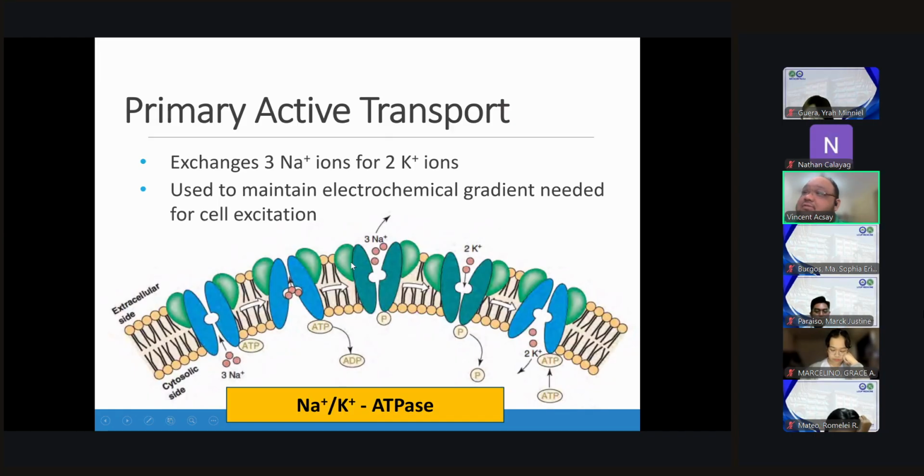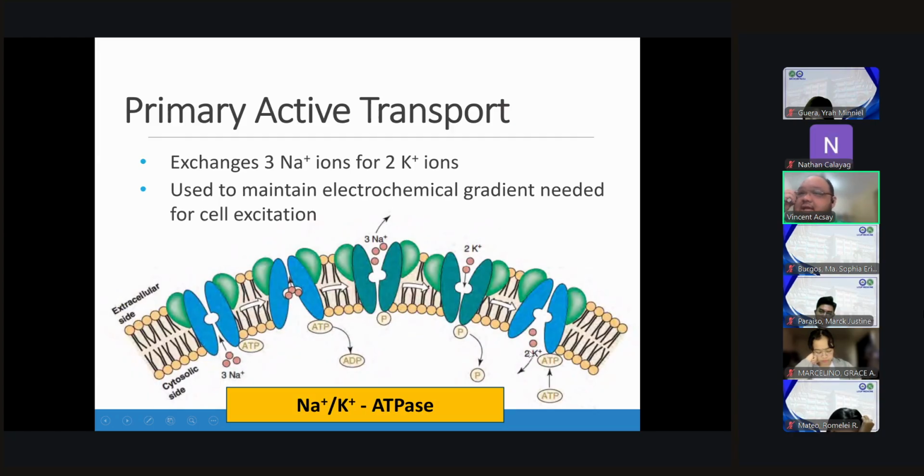While it's still phosphorylated, it is now in a conformation that allows binding of two potassium ions. And then once it's dephosphorylated, when the phosphate group is dissociated, it reverts to its original position, moving the potassium ions in.